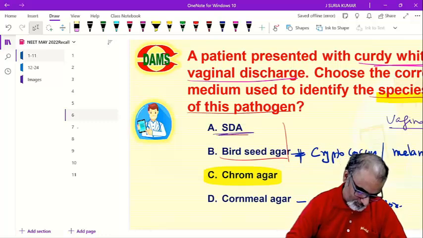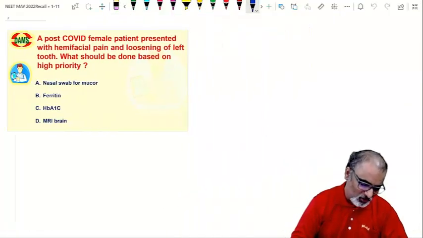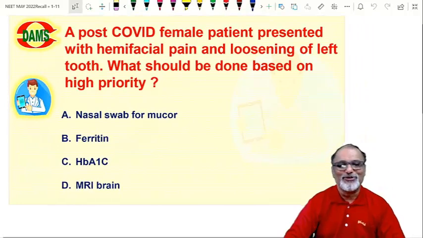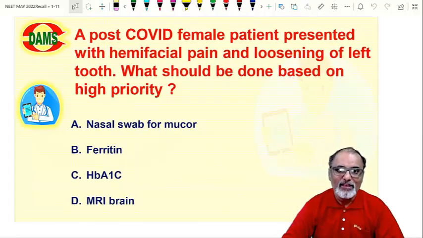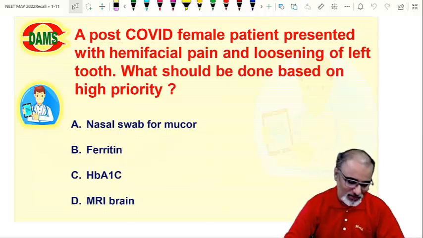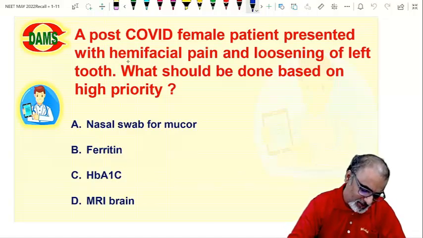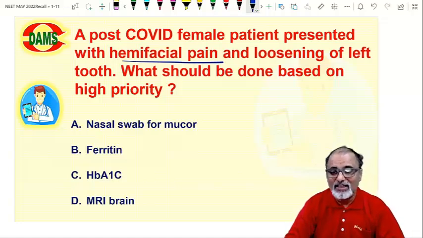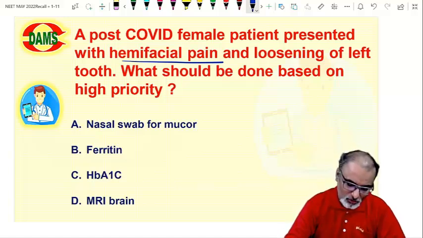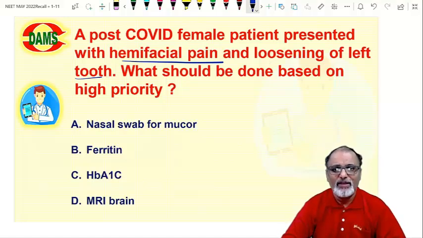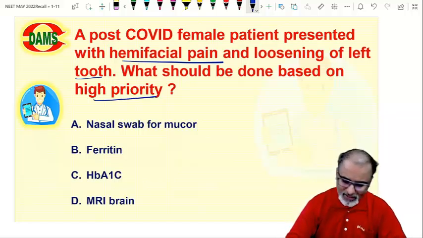Next is, yeah, we are always expecting a question on mucormycosis. After post-COVID, it's inevitable. Many times we get the question. A post-COVID female patient presented with hemifacial pain. I don't know whether a history of diabetes was there or not. If diabetic, we can add that, it gives extra support. Loosening of the tooth, hemifacial pain, post-COVID, or the patient may be under steroids or maybe diabetic. What should be done based on high priority? What next are you going to do?